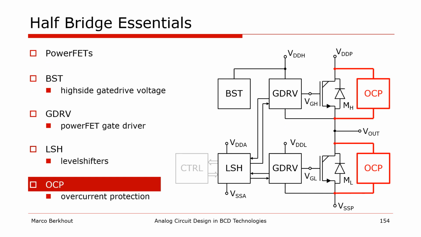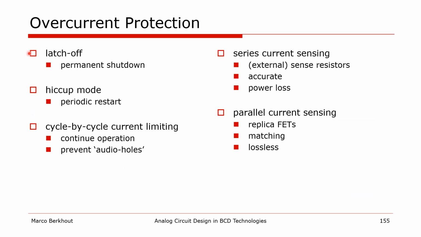This brings us to the last topic on our essentials list, the overcurrent protection. Overcurrent protection is essential to prevent damage in half bridges. There are 3 protection strategies that can be used after an overcurrent is detected. First is latch off. In this case, the system shuts down and only restarts after an explicit reset.